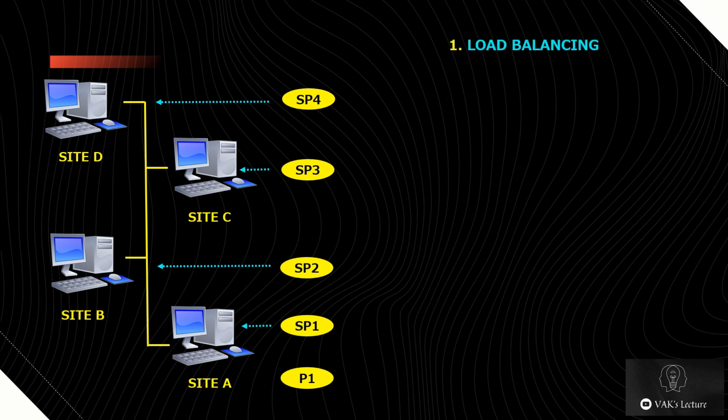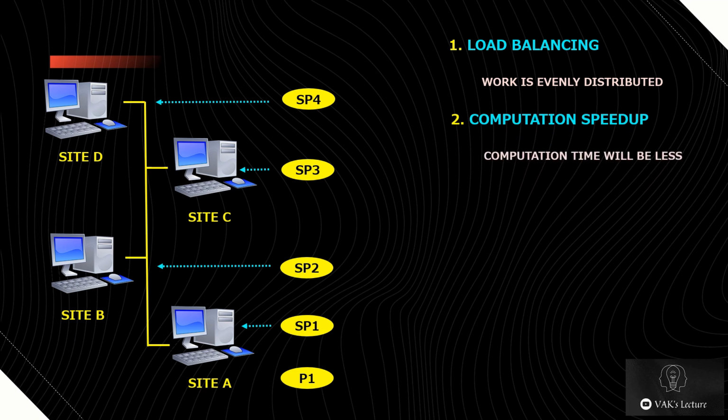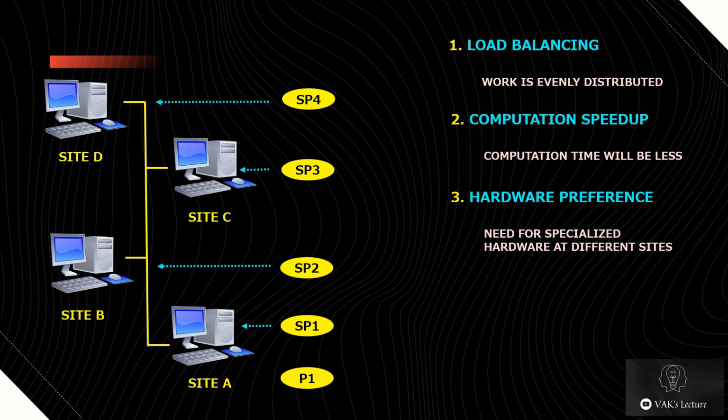First one is load balancing. Distributing the process over different sites also distributes the load evenly on all sites. Second reason is computation speed up. As multiple sites would execute the process, the computation time or execution time required would be less. The third reason is hardware preference. As each node has its independent hardware, some process may require a specific hardware which may be available at different sites.